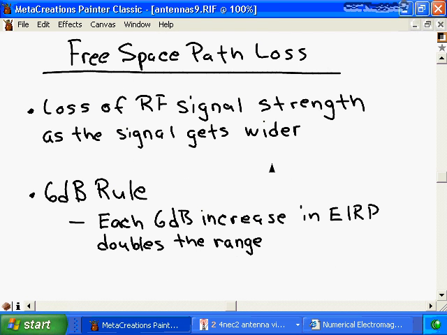Now, free space path loss, or what's typically known simply as path loss, is simply the fact that the radio frequency signal strength gets weaker as the signal gets wider. So as it's getting wider and wider, it's decreasing in signal strength, which is pretty straightforward, which essentially means that the further away you are from the wireless access point, the weaker the signal gets.